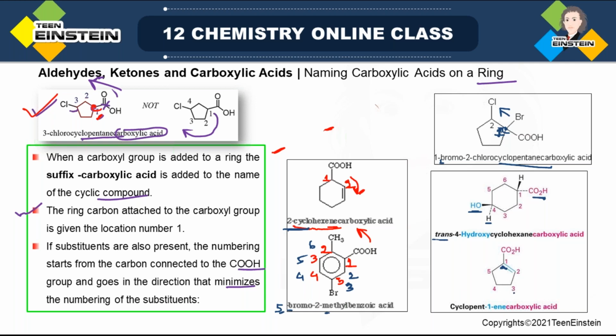When the CO2H group is present in a normal chain, we end with the suffix oic acid. But now, as it is present in the ring, the rule is different. Now we will end the nomenclature with the suffix carboxylic acid, not oic acid. That is the difference.